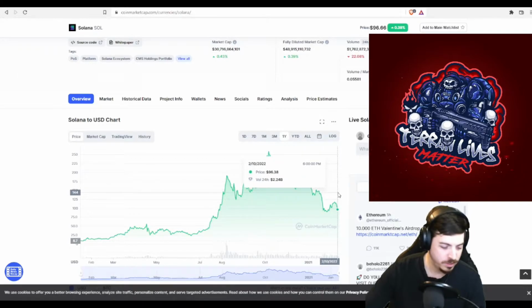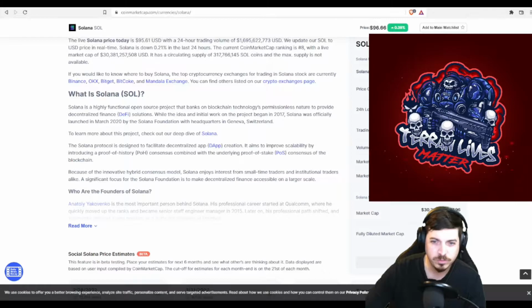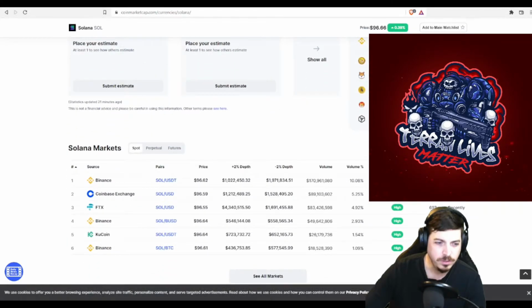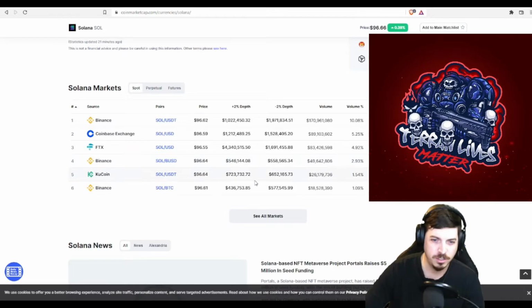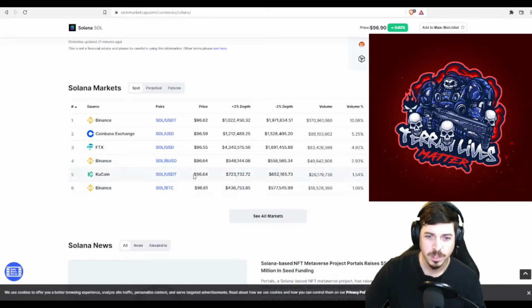So there's that. And then if we keep scrolling down, we see this, and this is something that's interesting as well that you get with CoinMarketCap. You can see the different exchanges that Solana is traded on, and the price across each one. But what I want to know is the volume. So this is the volume based on the trades, right?